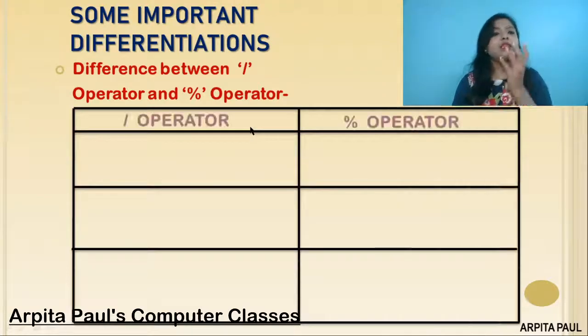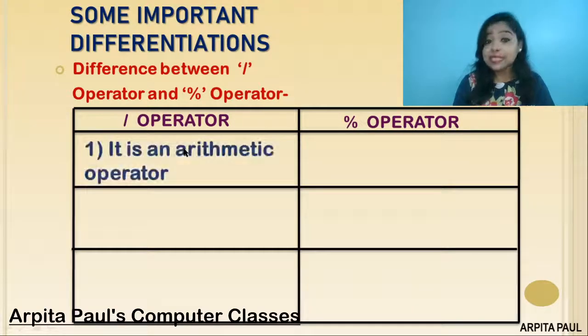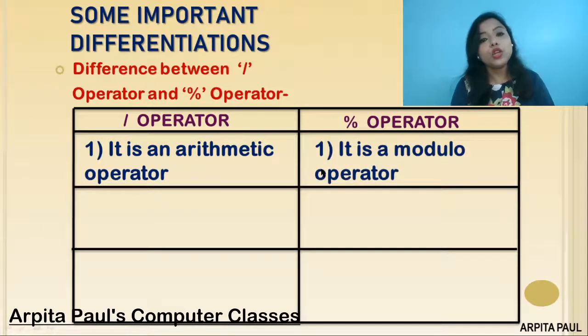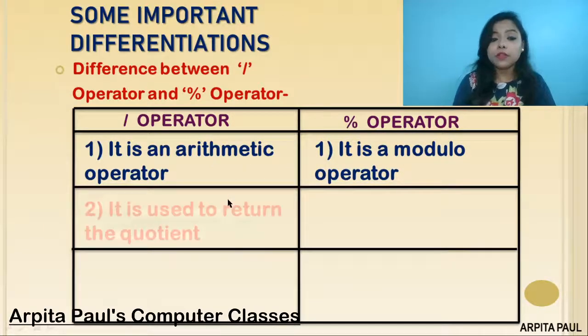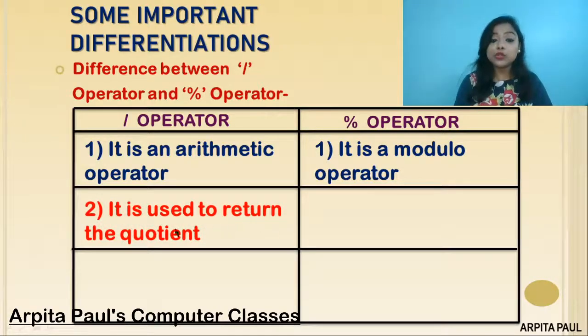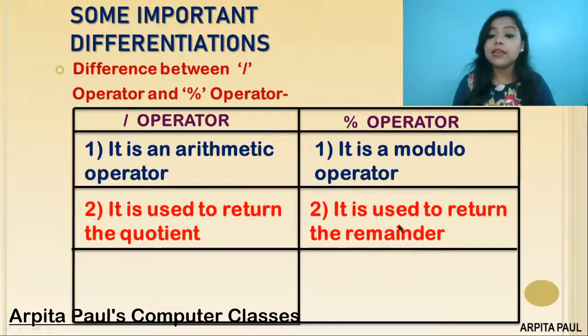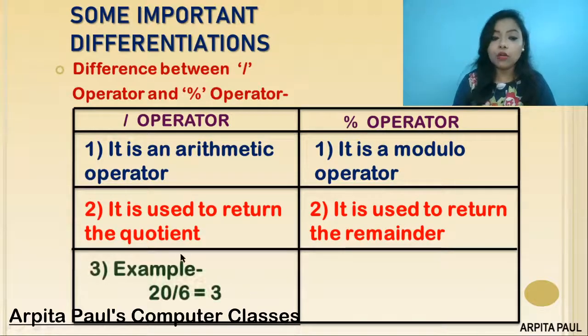and modulo operator. So what is the basic difference? This is also called arithmetic operator and this is called modulo operator. So what is the purpose of this arithmetic operator? It is used to return the quotient during a division. Okay, whereas the modulo operator returns the remainder during division. So let me show you one example. What will be the output for this?